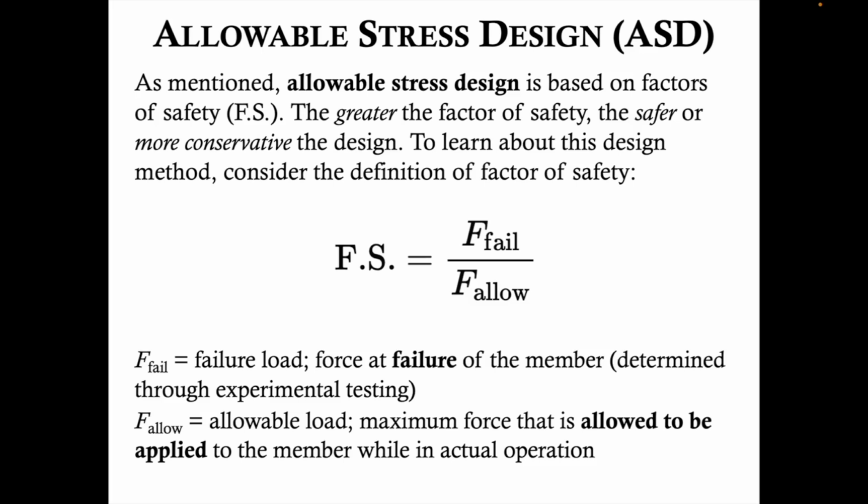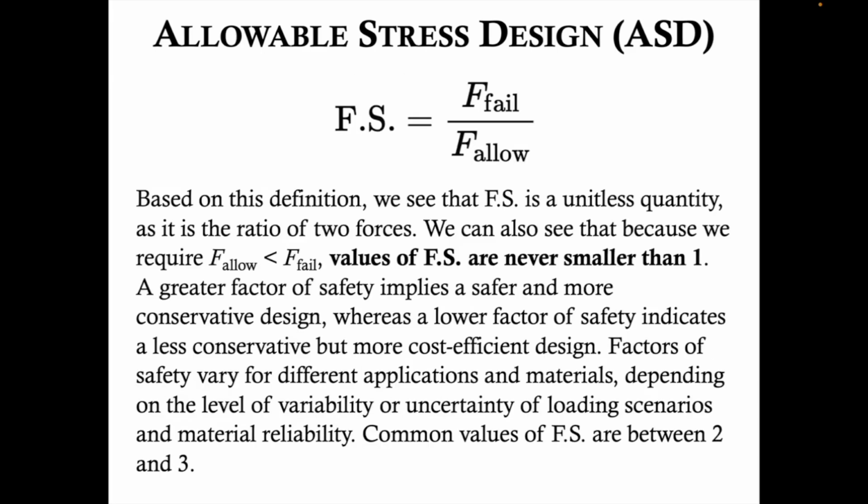F_allow is the allowable load, the maximum force that is allowed to be applied to the member while in actual operation. Based on this definition, we see that the factor of safety is a unitless quantity, as it is the ratio of two forces. We can also see that because we require F_allow to be less than F_fail, meaning we never want to exceed the failure load, values of factor of safety are never smaller than 1, always greater than 1. A greater factor of safety implies a safer and more conservative design, whereas a lower factor of safety indicates a less conservative but more cost-efficient design.